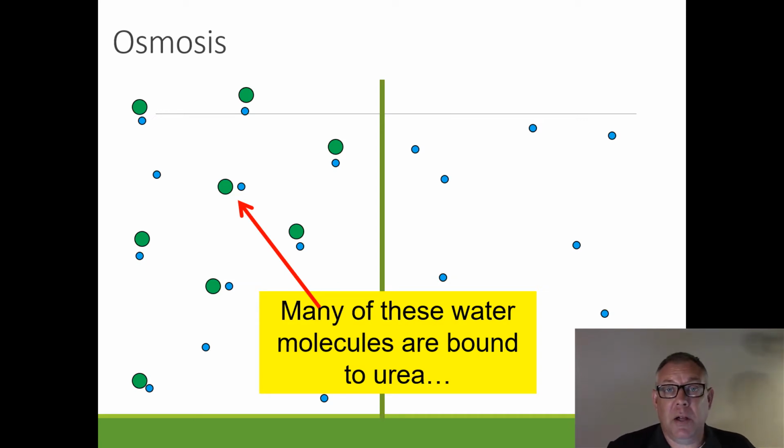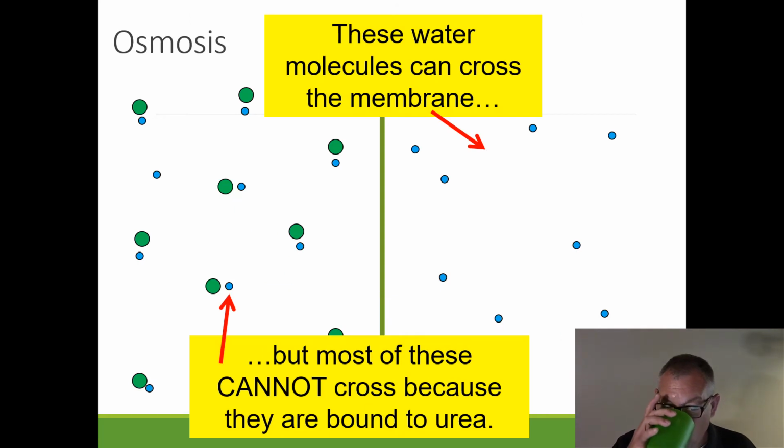Many of the water molecules on the left side of this diagram are bound to urea. They're not free. They can't cross the membrane. They're moving at random with their urea molecule, but just like the urea molecule, they just bounce off the membrane. And so this is just reiterating what we said earlier.